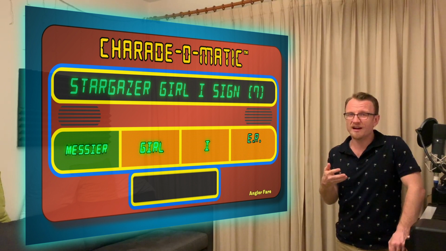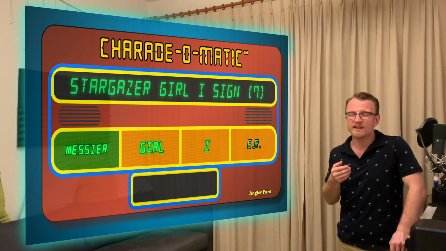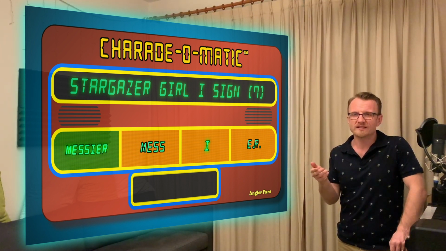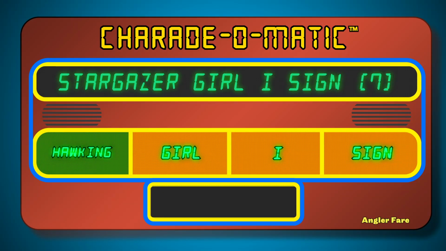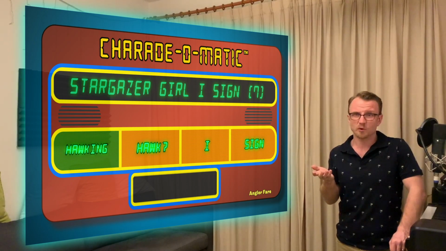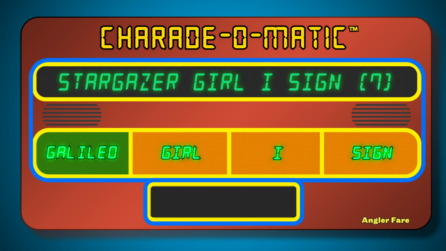ER could be the sign for the emergency room, but that would mean a girl is mess. It's not going to be that. Hawking, the I, could just be the I. If NG were a sign somehow, could girl mean hawk? Hawks can be girls. What about Galileo?